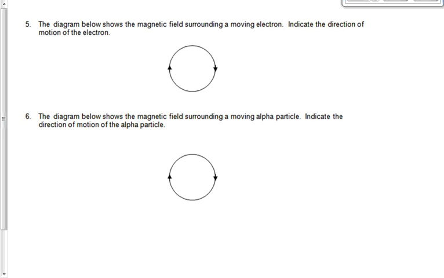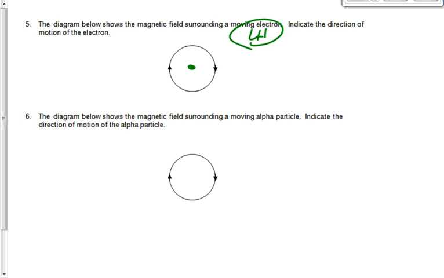Here we've got the wire grasp rule, thumb, fingers. Usually we say thumb points this way, which way do my fingers point? This time we're saying fingers point this way, which way does my thumb point? So we're solving for my thumb this time, instead of which way my fingers point. It's an electron, so it's going to be left hand. Forget about which way your thumb points right now. Let's look at my fingers needing to point clockwise. When my fingers point clockwise here, which way does my thumb have to point? Out of the page.